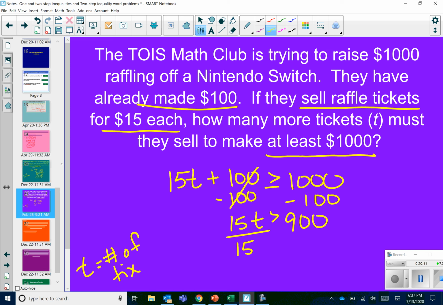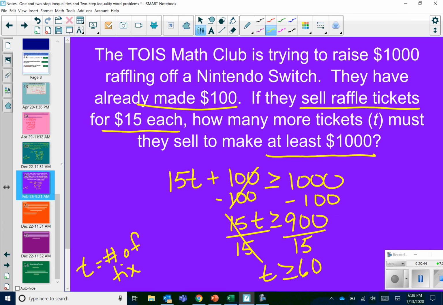And then our last step would be to divide 900 by 15. 15 goes into 900 60 times. You can use your calculator, obviously, for these. So basically what that means is that you need to sell more than 60 tickets in order for you to make, oops, I changed my symbol here, greater than or equal to 60. So T is greater than or equal to 60. So you need to sell 60 or more tickets in order for you to make enough money.